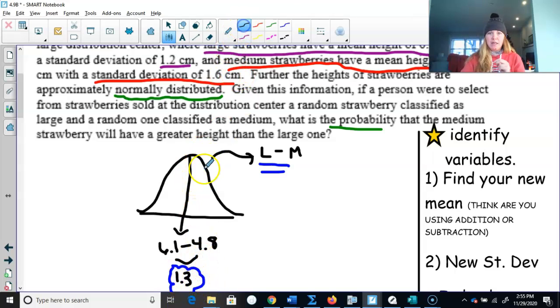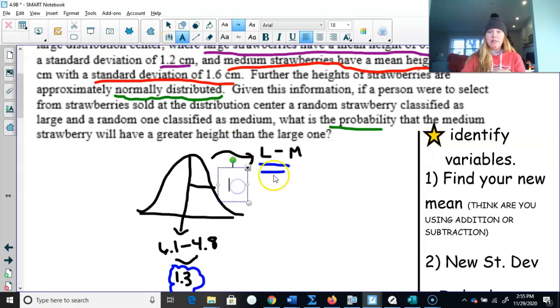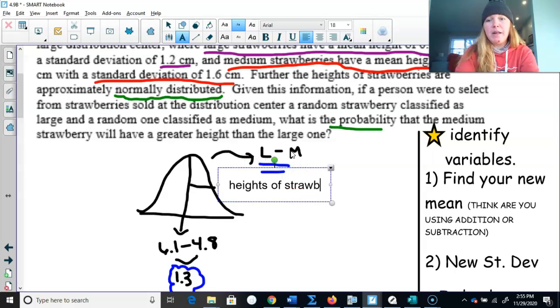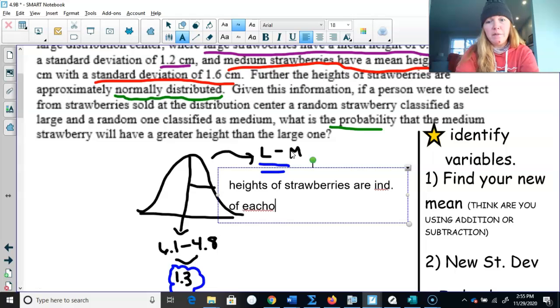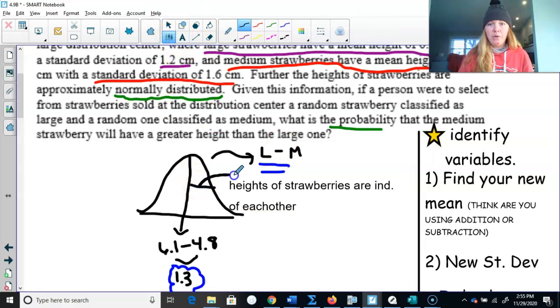Now let's talk about the standard deviation. We do need to check for independence. So before we can find this standard deviation, we do need to say heights of strawberries are independent of each other. Okay? Let's go ahead now and find that standard deviation.